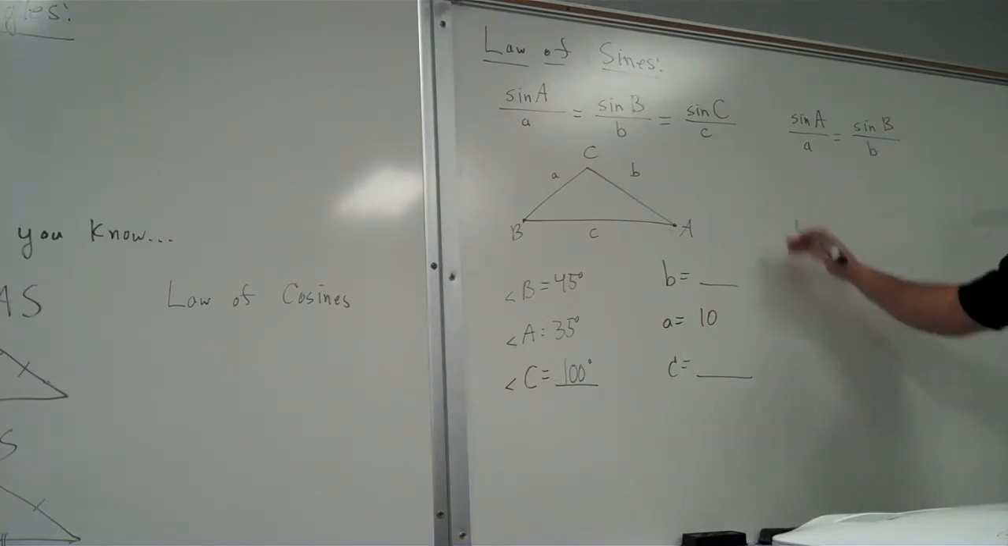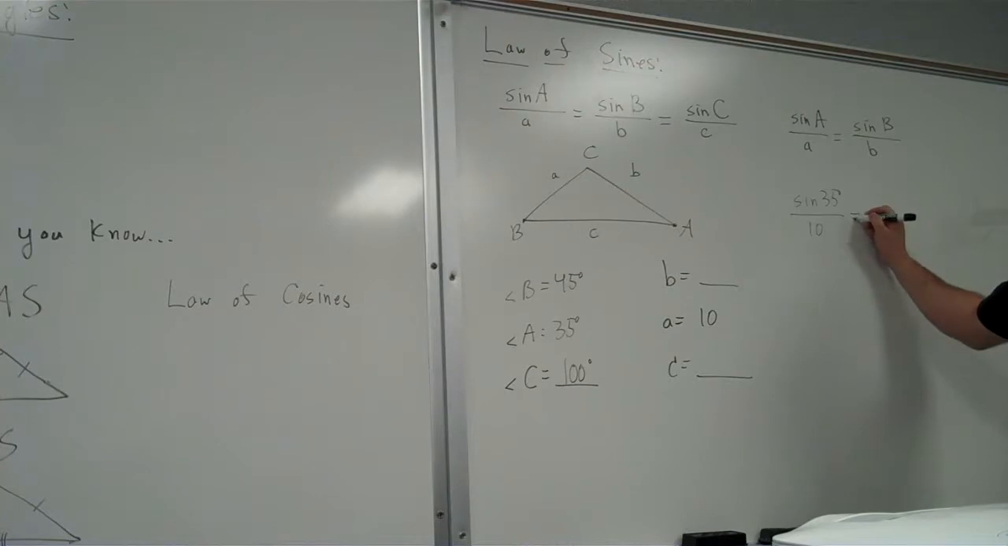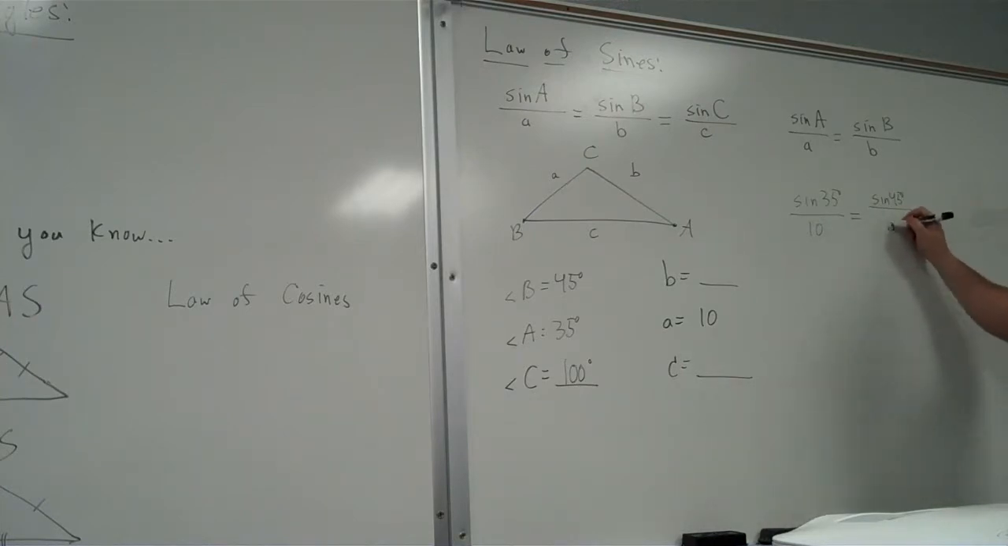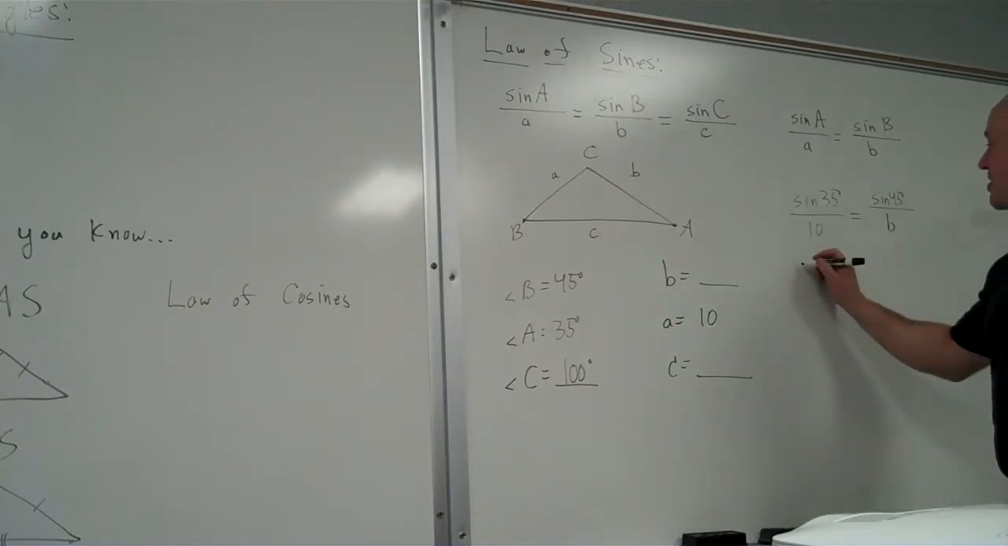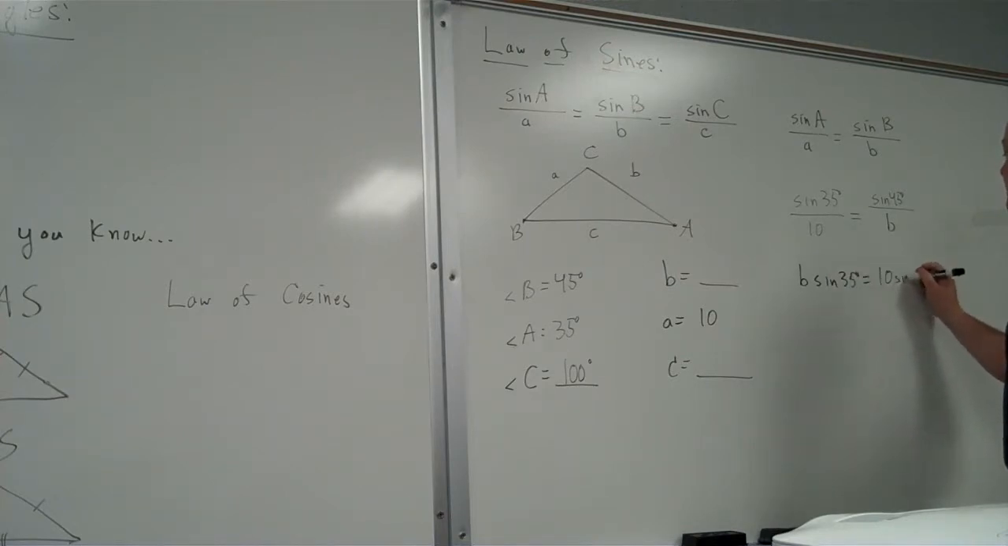Now all I do is plug in from what I know. The sine of A is the sine of 35 degrees. Length of A is 10. The sine of B is the sine of 45 degrees. Length of B is what I'm looking for. What do I usually do with proportions set up like this? Cross multiply. Does everyone agree with Sam? Okay. So this is going to be B times the sine of 35 degrees equals 10 times the sine of 45 degrees.